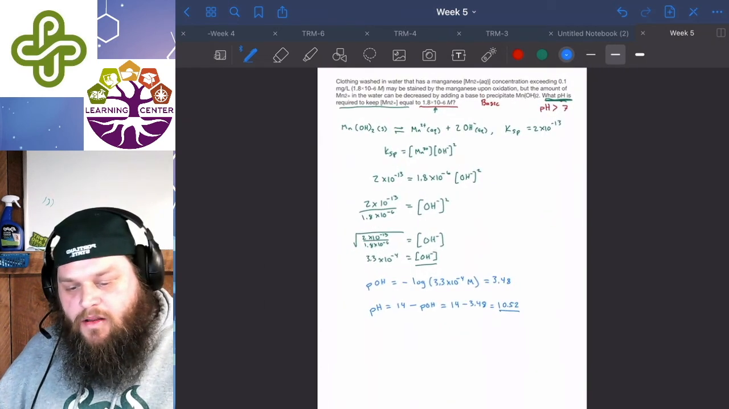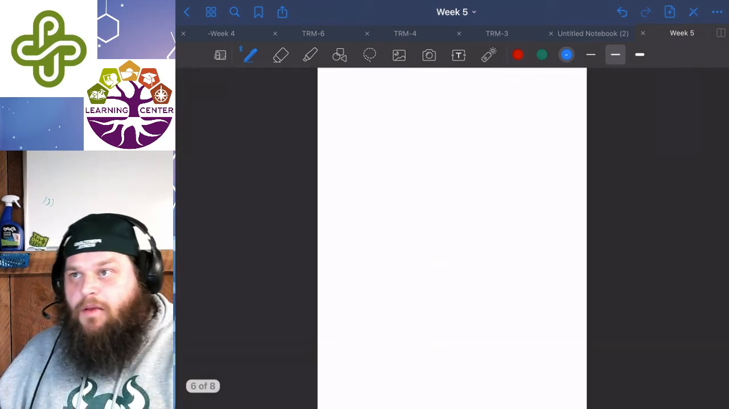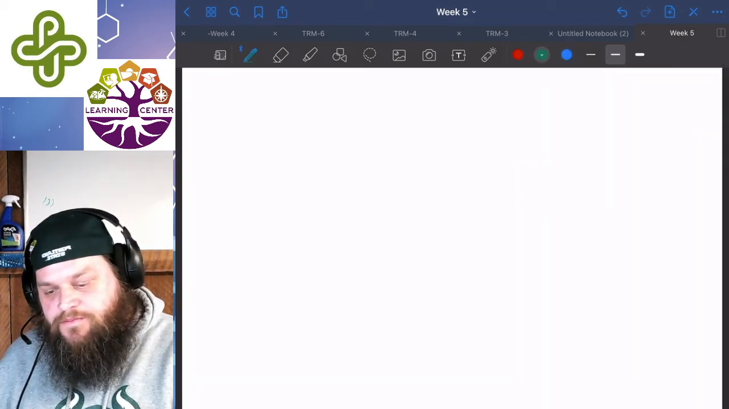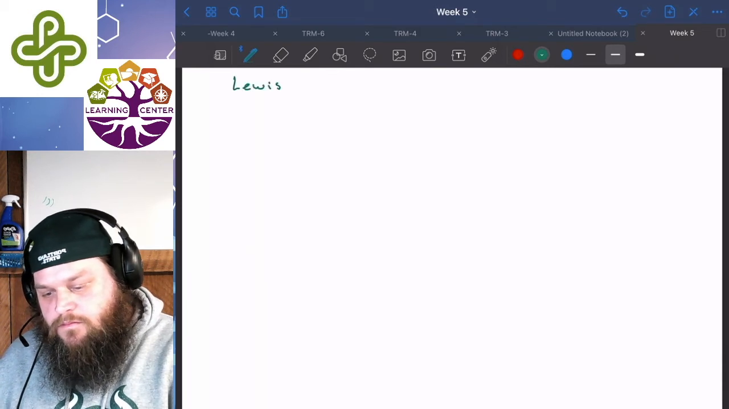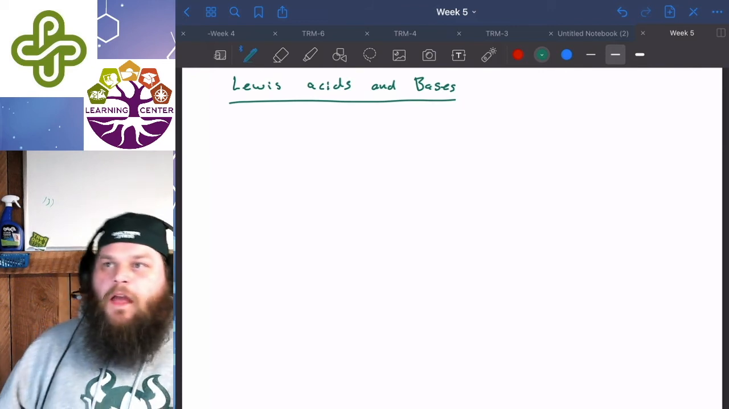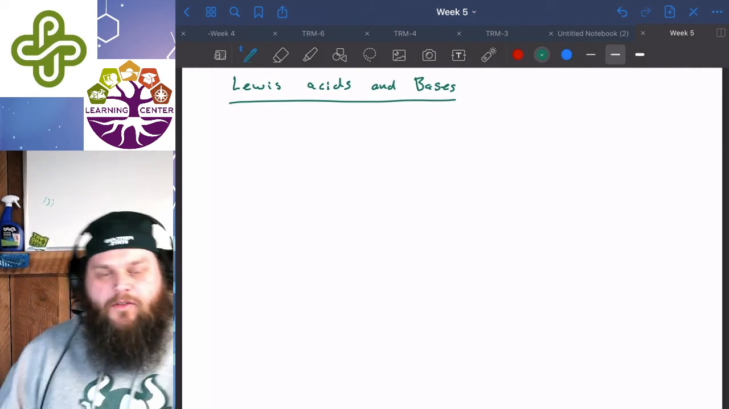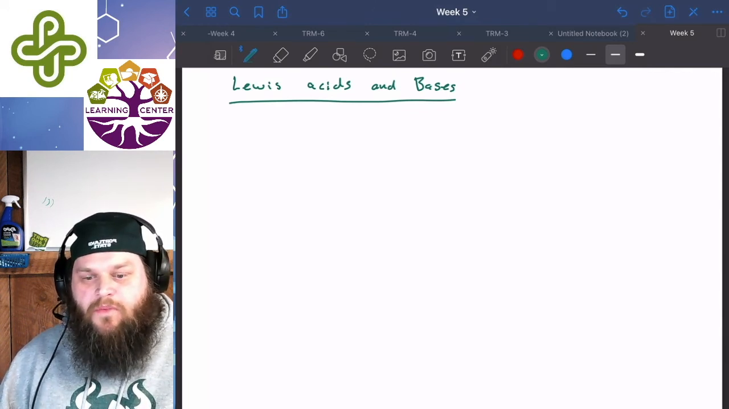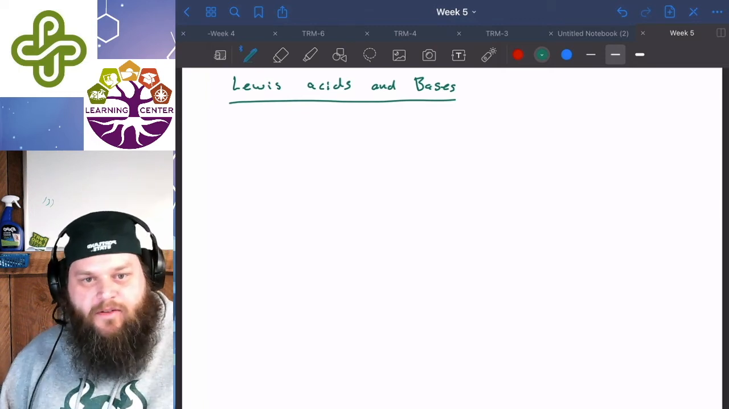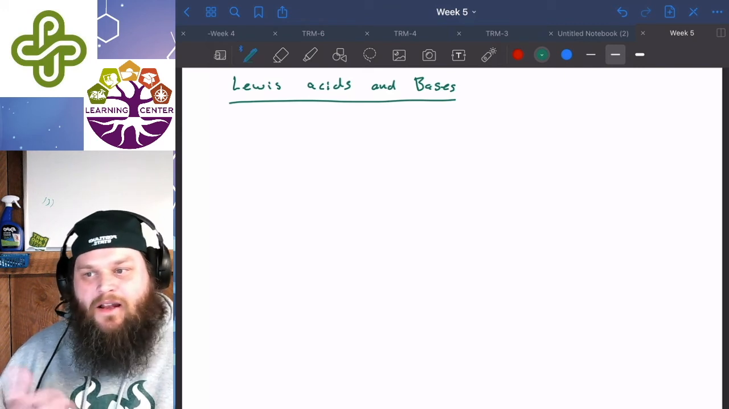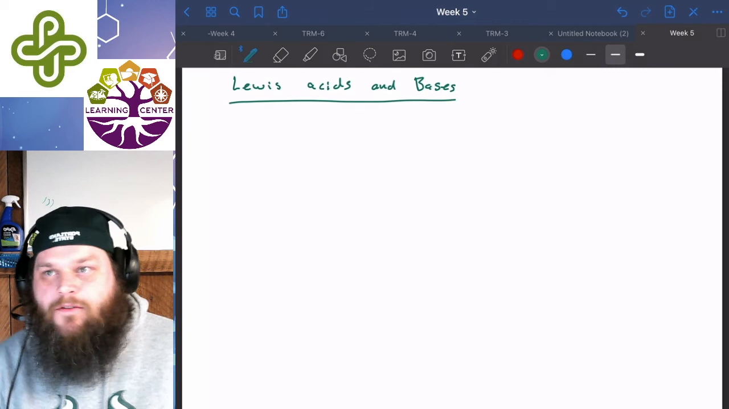So we're going to go on, if there's no questions, and talk about Lewis acids and bases. A Lewis acid and base is similar to what we've dealt with in the past, just this time it's not necessarily a hydrogen donor or a hydrogen acceptor. Now we're talking about different species which can operate as an acid or a base in a different way.